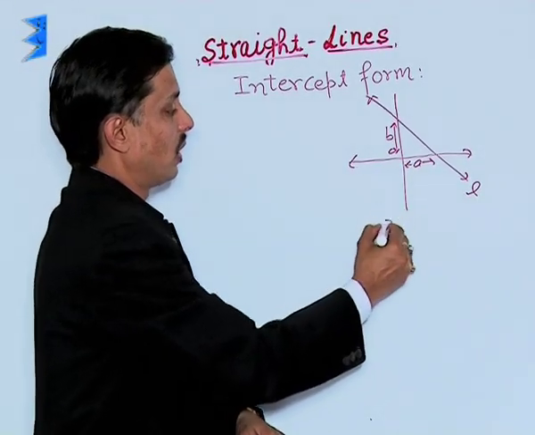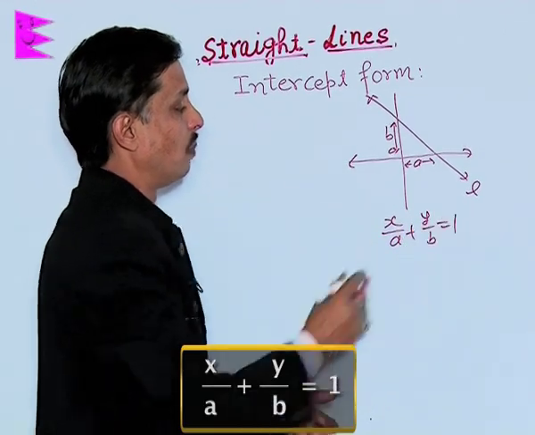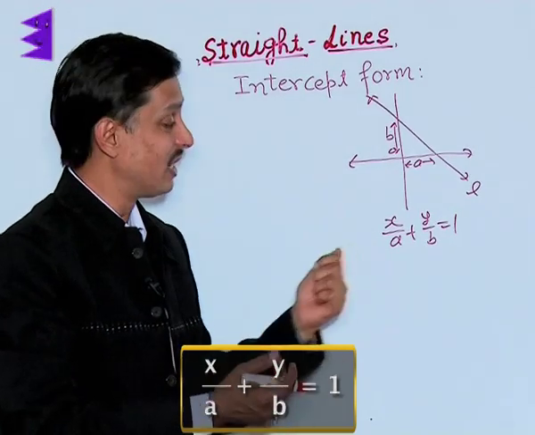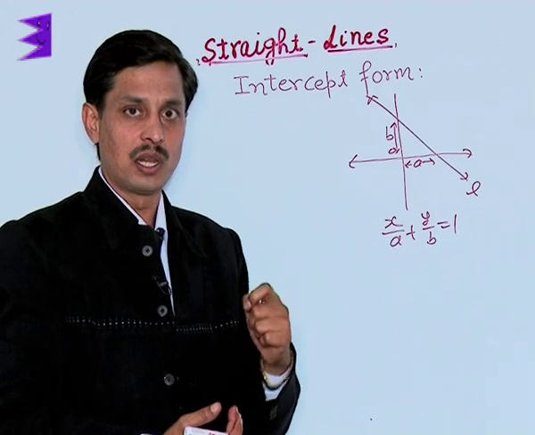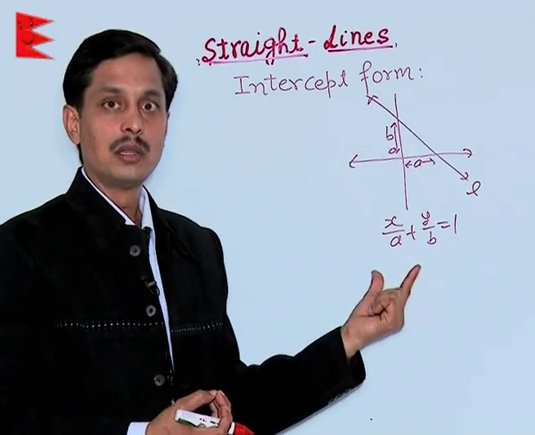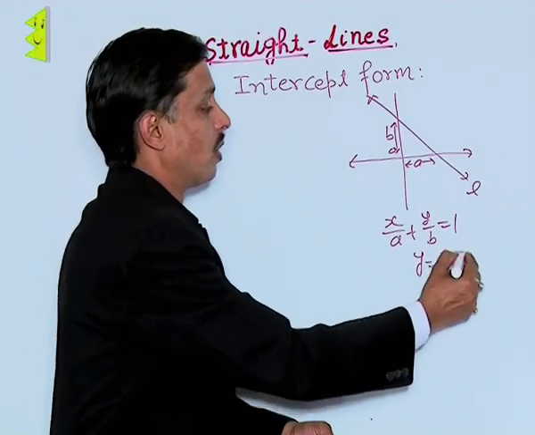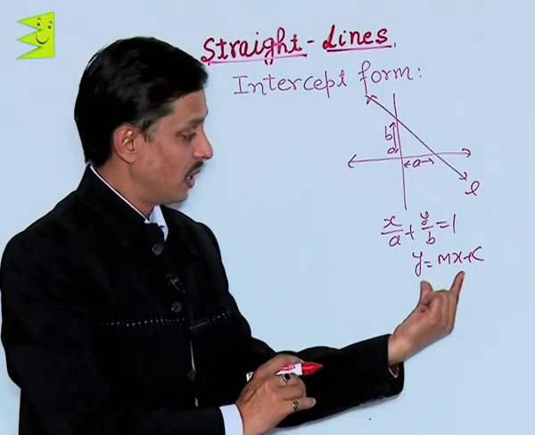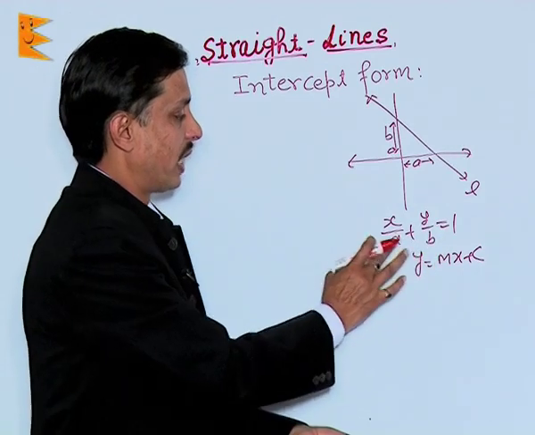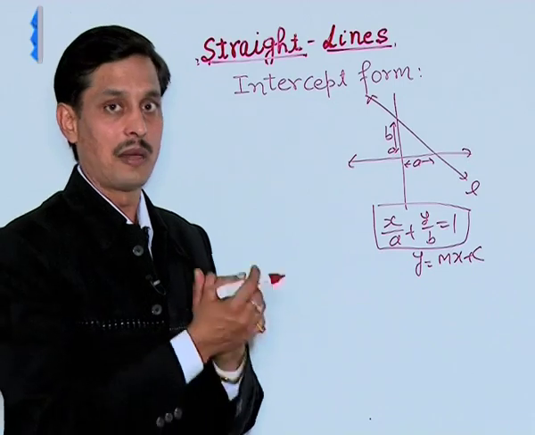So the equation is given by x upon a plus y upon b is equal to 1. This is known as purely intercept form, because in the first one, where the slope and the intercept were given, the result was y is equal to mx plus c. That was the slope intercept form, whereas this x upon a plus y upon b is only intercept form.